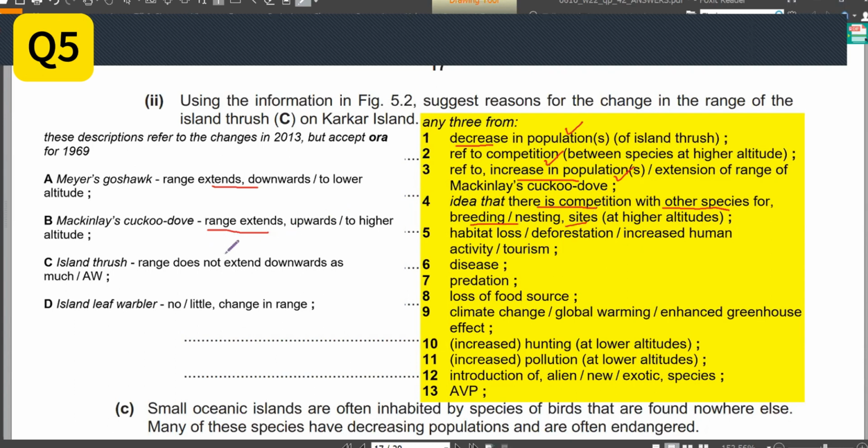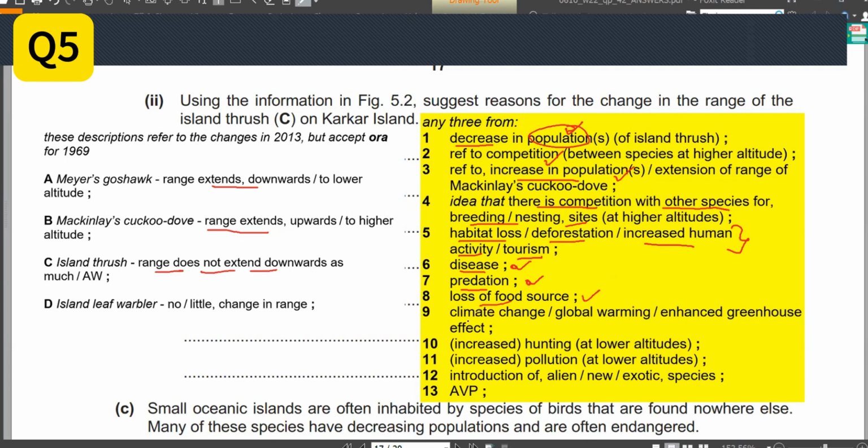So at higher altitude, the range is decreasing. This may be due to competition. Other possible reasons: habitat loss, deforestation, increased human activity, tourism. These are human activities that can affect the livelihood of the birds as well. Disease, predation. Here we're trying to explain, if there is a change of population, what could cause the change of population? Disease, predation, loss of food sources.